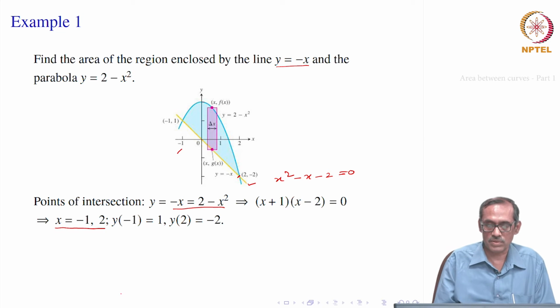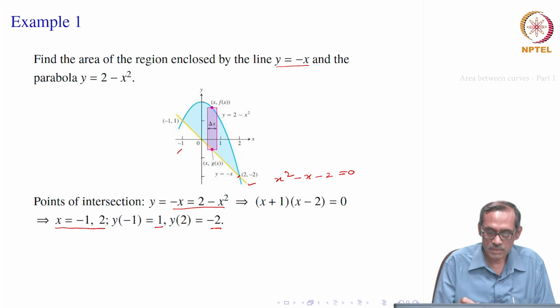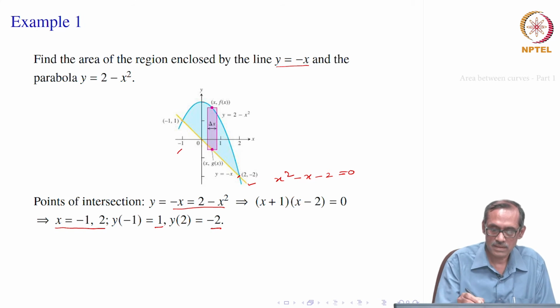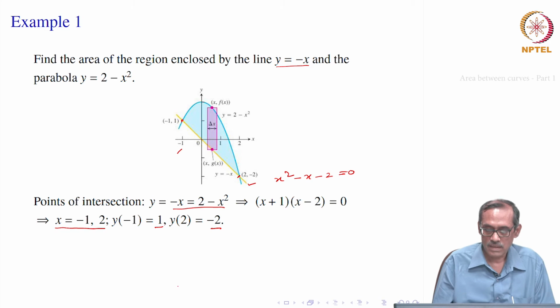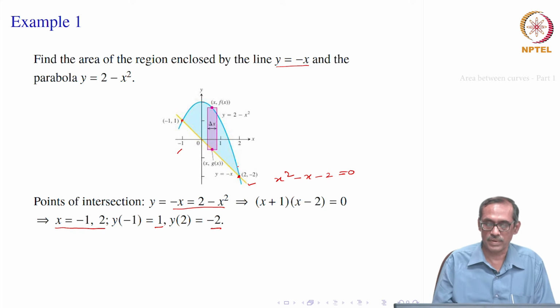And we need their values. If you want the values at those points, then we find out from any of the equations. So, y equal to minus x gives y of minus 1 is 1 and y of 2 equal to minus 2. So, we have the points of intersection as minus 1 comma 1 here, and then 2 comma minus 2 it is here. Now, you want to find the area, which is the area of the region painted blue here.